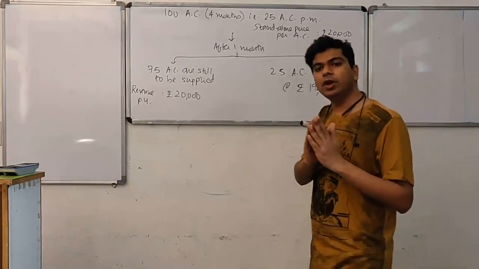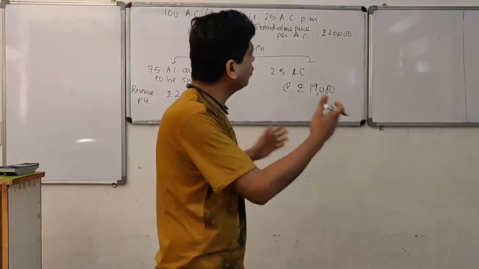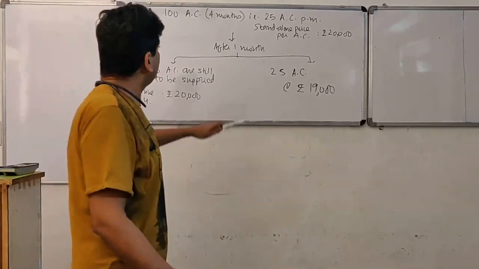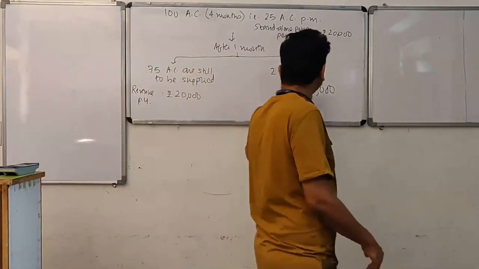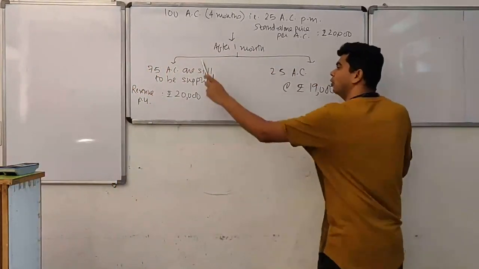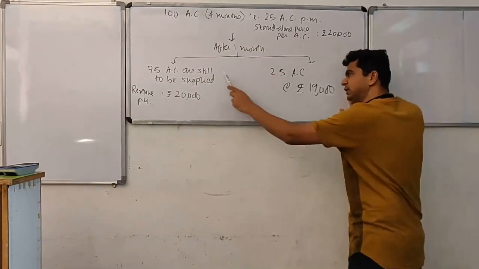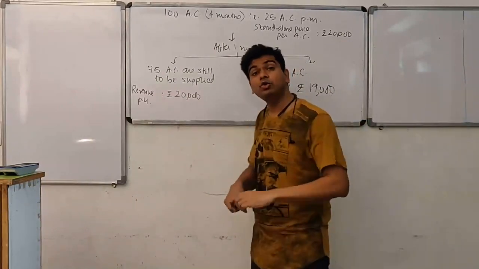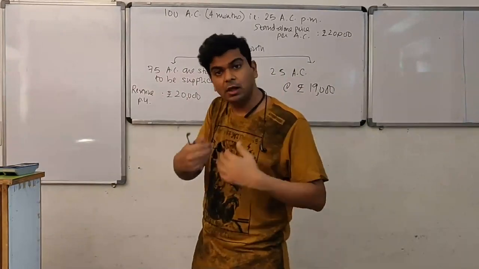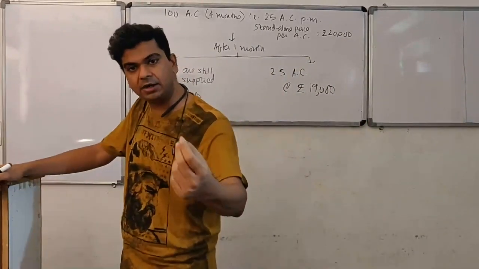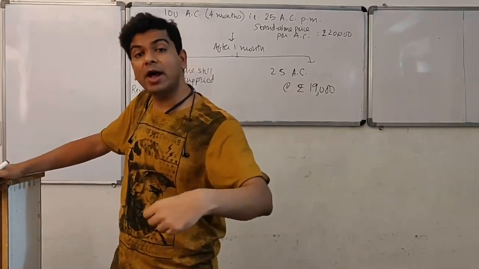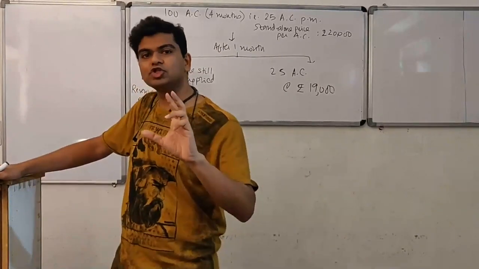What should I really do now? Just check over here. Nothing of the original contract is really continuing now. Original contract was 100 units. 25 units were already delivered. So as per the original contract, I have to deliver to you, supplier, 75 air conditioners. I have to deliver that to you at 20,000. That was the original contract.